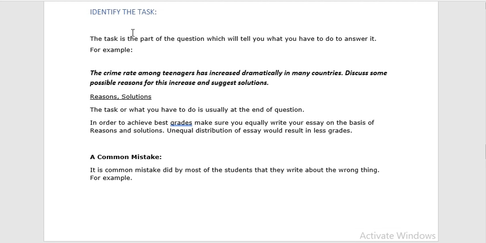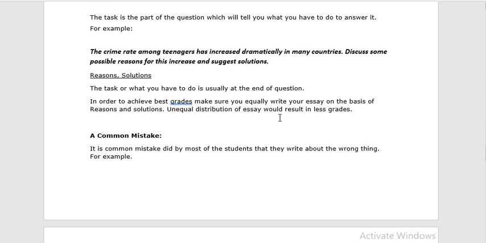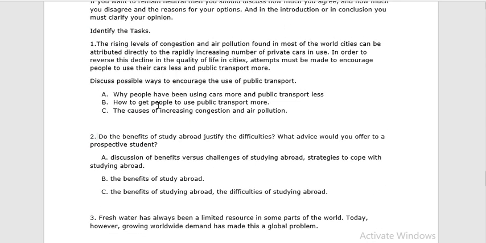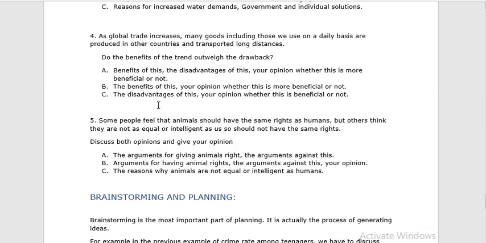Then we come to identifying the task. This is again the same question, reasons and solutions. The task, or what you have to do, is usually at the end of the question. You can have a look at this, because it's all related to the tips.